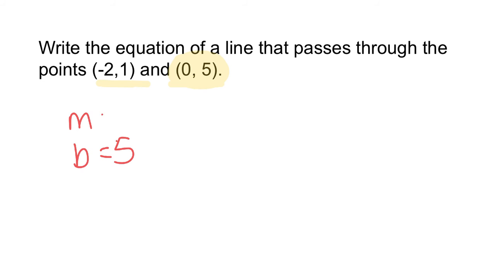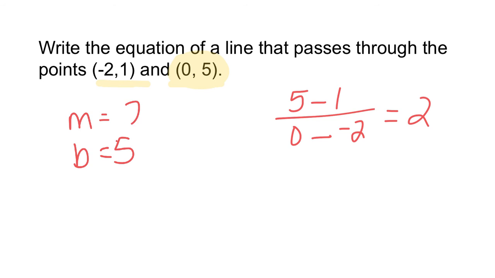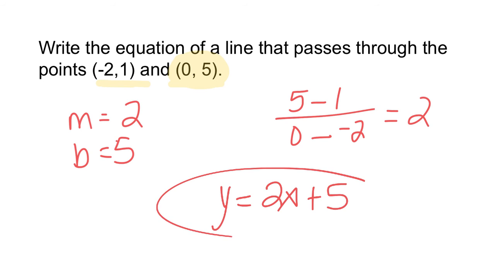Now I'm going to have to calculate my m using that formula. So y2, 5, minus y1, 1, over x2, which is 0, minus x1, which is negative 2. And that's going to give me a slope of 2. Again, you can calculate that with your calculator. You do it piece by piece. I get 5 minus 1 is 4, 0 minus negative 2 is 2. 4 divided by 2 is 2. Okay, so we've got our m, we've got our b. Put it together into y equals 2x plus 5.